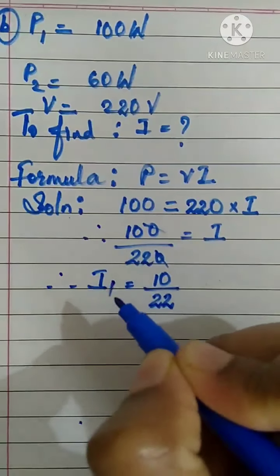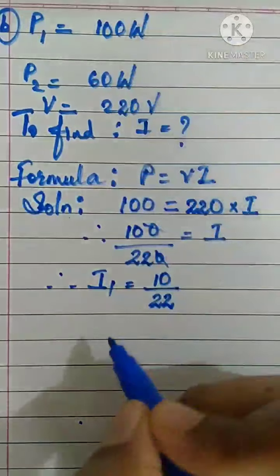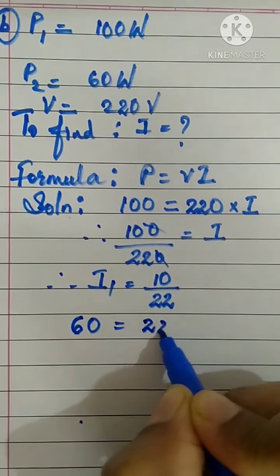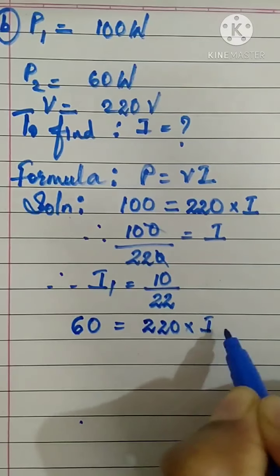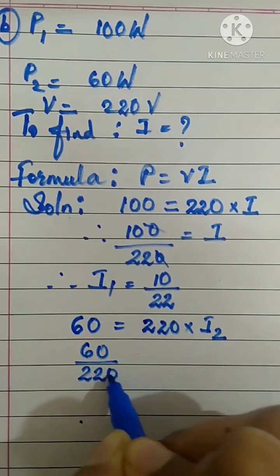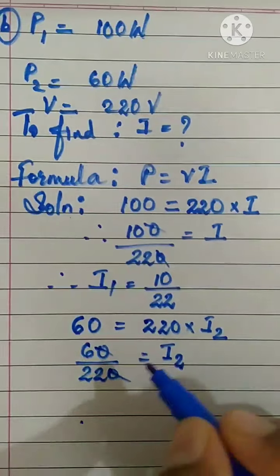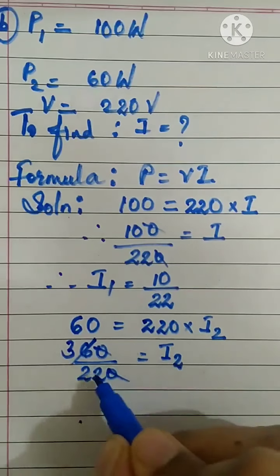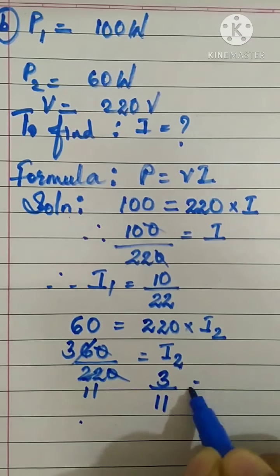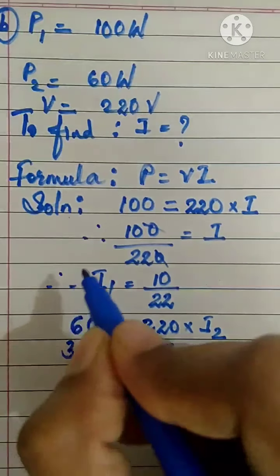This is I1. Now similarly, let us find out I2. Take the second power. 60 is equal to V, 220, into I2. So 60 upon 220 is equal to I2. Cut the zeros. You have 2 3s are, 2 1s are, 2 1s are. 3 upon 11 is equal to I2. Now add both.